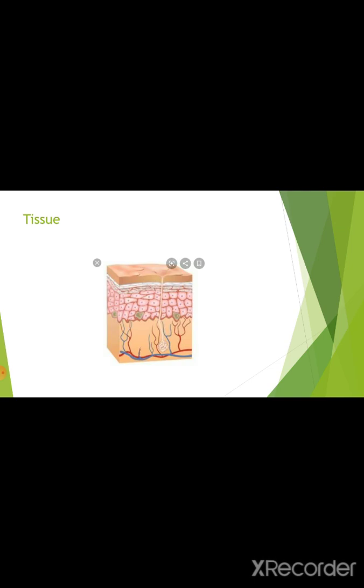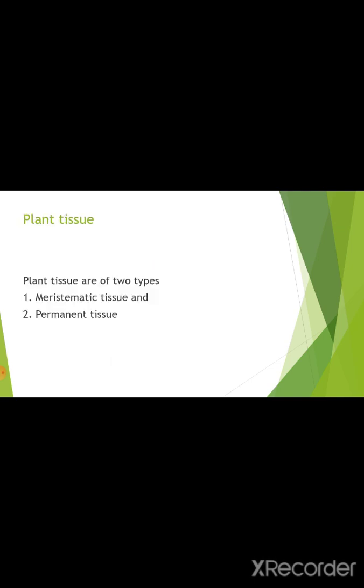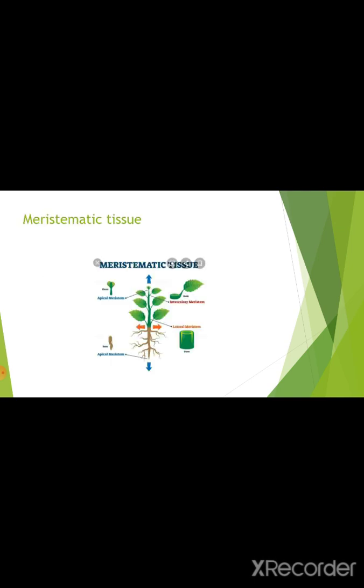Plant tissues. Plant tissues are of two types: meristematic tissue and permanent tissue. Meristematic tissue. Meristematic tissue is made up of actively dividing cells. Their function is to produce new cells. Meristematic tissue is a group of young living cells that can divide and form new cells. This tissue is found in those parts of the plant that keep on growing. Examples are the tips of the roots, stem and branches.